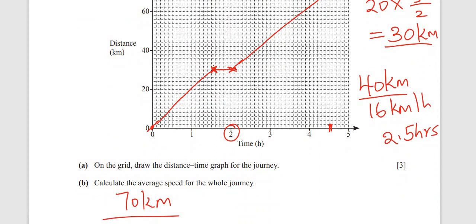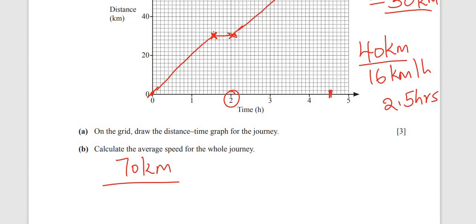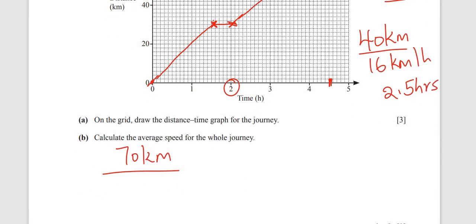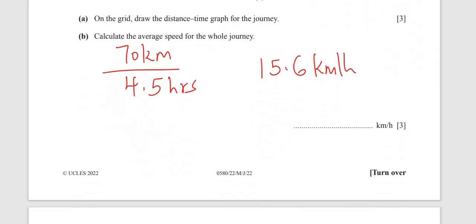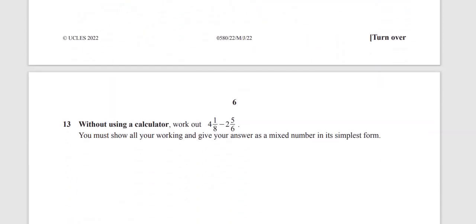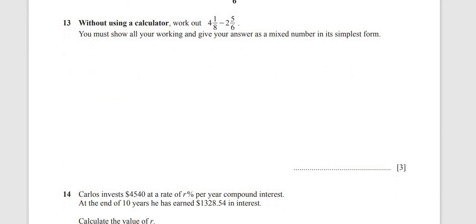So the total time is equal to 4 hours and 30 minutes, or we can say 4.5 hours. 4 hours and 30 minutes is the same as 4.5 hours. So when you divide that, it's equal to 15.6 kilometers per hour. So the average speed for the whole journey is 15.6 kilometers per hour. Then we can move on to question number 13.